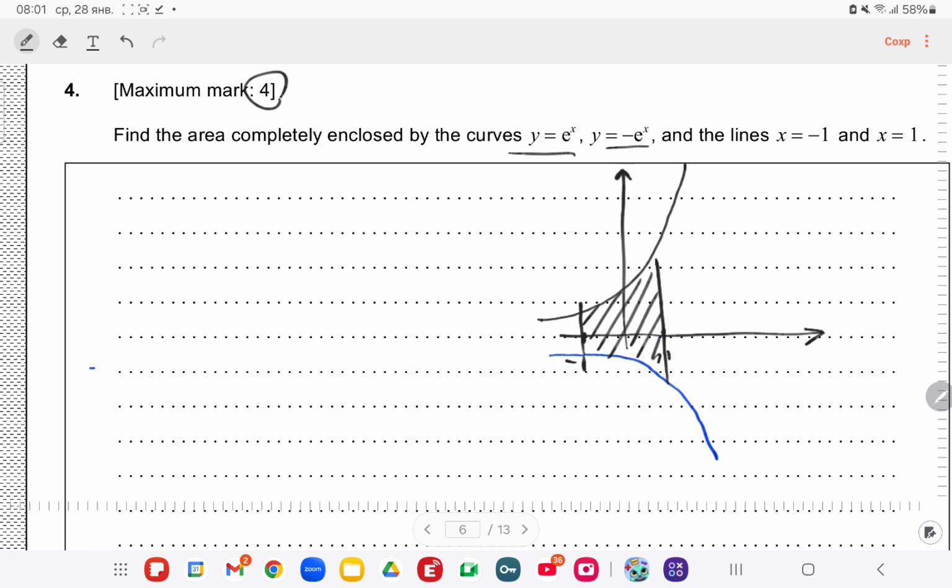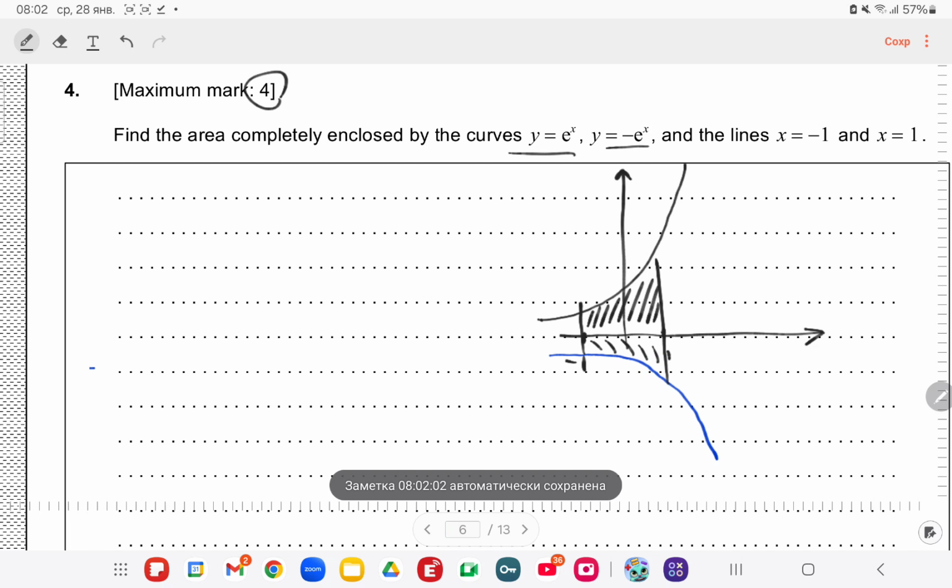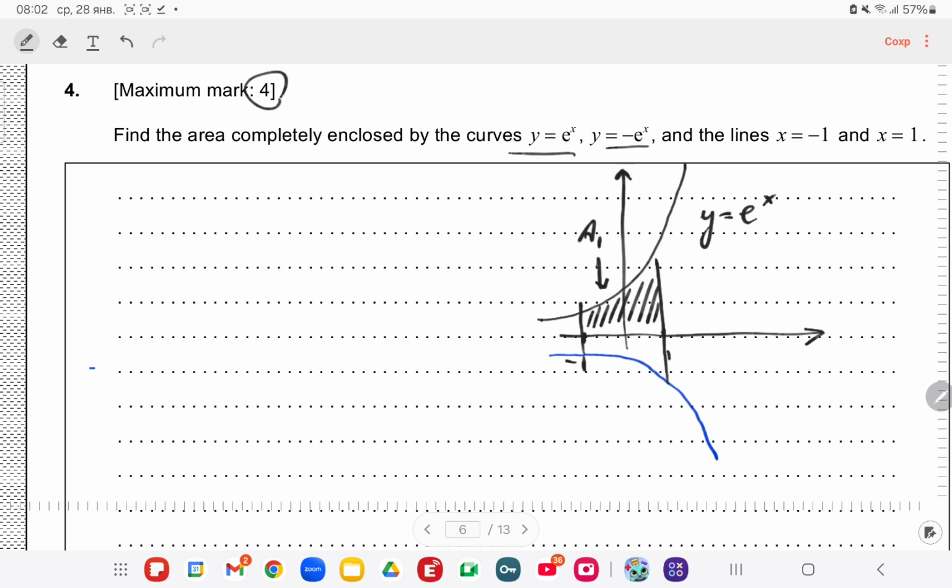And how to find this area? First of all, we can do the next thing. We can say that this area is equal to that area because it's a reflection, right? That's why we have to multiply this area by 2. So this is e to the x, and calculating this area, let's say a1, a1 is equal to the integral from -1 to 1 of e to the x dx, right? And then after that we will multiply by 2, so the total area is equal to 2a1, right? We'll simply multiply by 2.